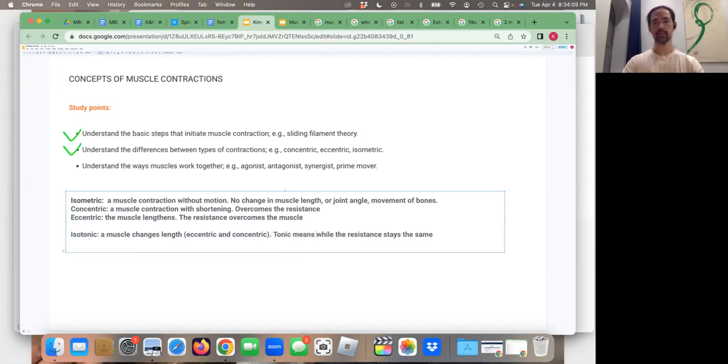Tonic means the resistance stays the same. That is a really counterintuitive thing to say. If you pick up 30 pounds of groceries, or an 8-pound gallon of water, or your niece or nephew who's a very butterballish 40 pounds, or your 50-pound dog, the contraction as the muscles change shape is an isotonic contraction.